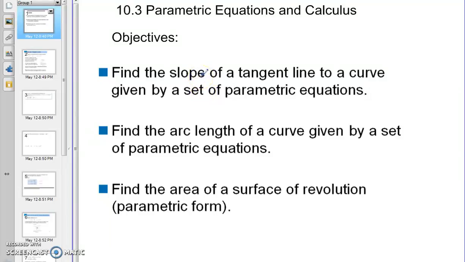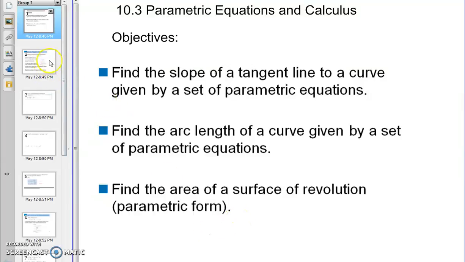All right, we're going to look at section 10.3, parametric equations in calculus. In other words, all the things we did in parametric equations in 10.2, how we're going to apply them here. So the first thing we want to be able to find is the slope of a tangent line to a curve. That sounds familiar. We've done that quite a bit already, but now given a set of parametric equations. Next, we want to find the arc length of a curve given by a set of parametric equations. And finally, the area of the surface of revolution in parametric form.